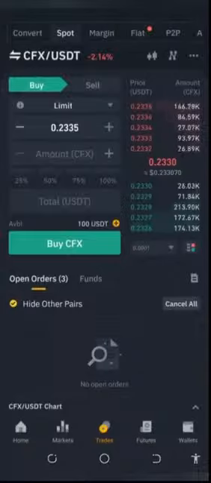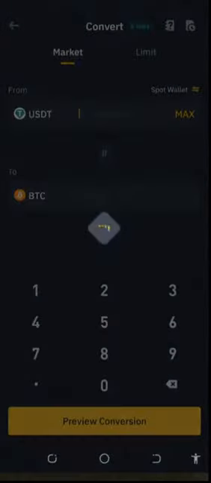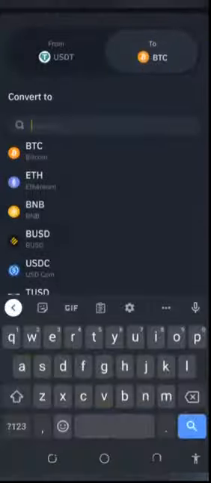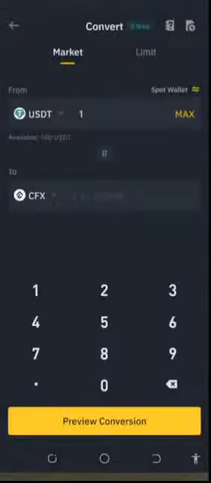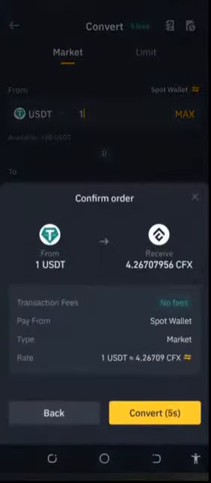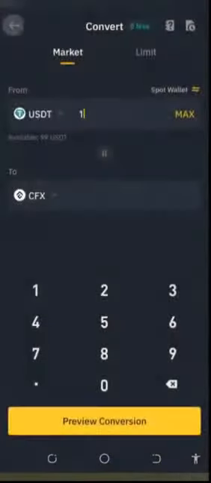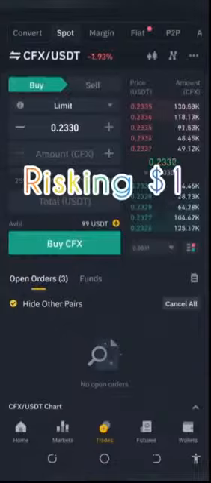Okay, first off, because this is in the spot trading section, we can't do anything less than $10. So let's go into convert. Let's see how much we will get. Let's put $1 here, and then we go check for CFX. Can we change this? I don't know. Let's find this out. It looks like we can. Let's just go ahead and change this. So what do we have? We've got 4.26 CFX. Okay, let's go ahead and do this. We're just risking $1. That's fine. So we have $99 left.